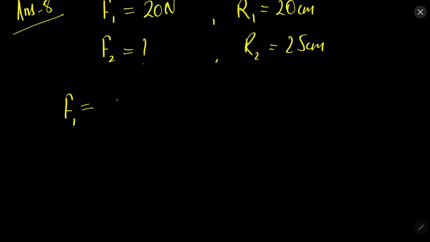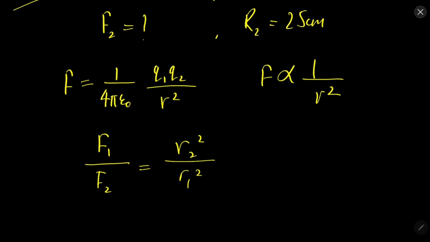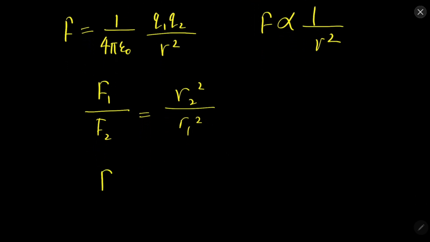So we know that F is 1 upon 4 pi epsilon naught Q1 Q2 upon r square. So F is proportional to 1 by r square because this is constant, this is constant in this question, okay? We are not changing charge in this question. So ultimately F1 upon F2 will be equal to R2 square upon R1 square. So we have to find F2. So F2 will be equal to F1 into R1 square upon R2 square.